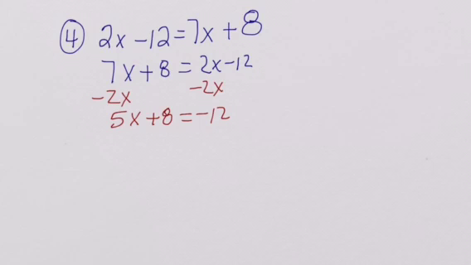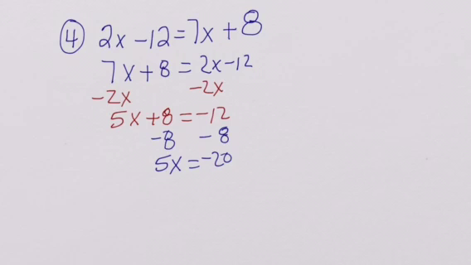Is the variable on the left? It is. Is it first? It is. Is it by itself? It's not. So we're going to zero pair out the 8. So now we have 5x is equal to negative 20.